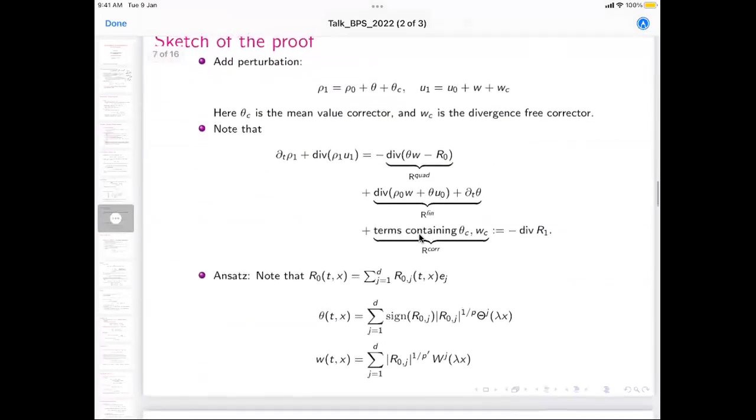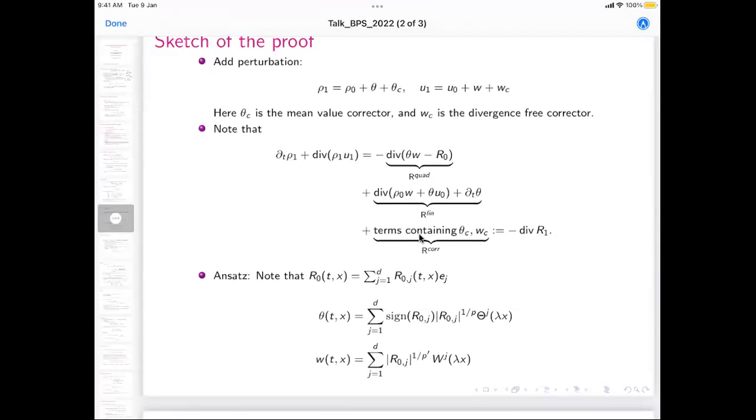So let's start with something naive. I need some oscillatory perturbation. So I say that my rho 1 is the previous one, rho 0, plus some perturbation theta. I'm not telling you what theta is. In fact, the game is to understand what theta should be. And I also put theta c, because you know that rho 1 and rho 0 have mean value 0. So I cannot guarantee that my perturbation will have mean value 0. So I put a corrector which will make sure that it has mean value 0.